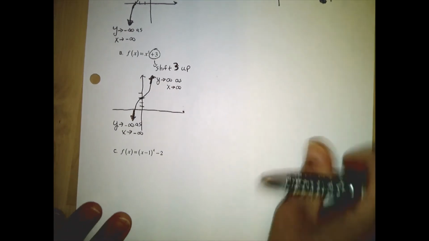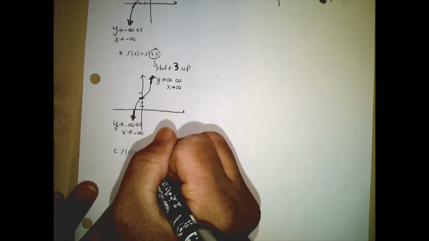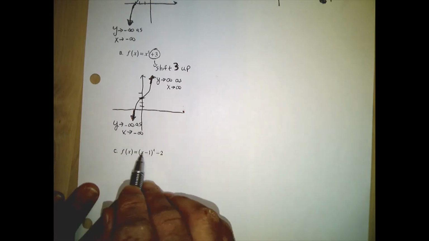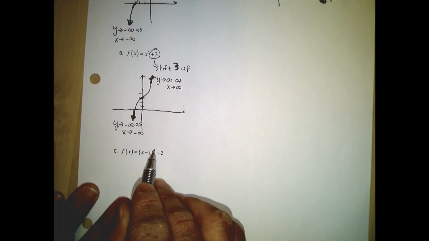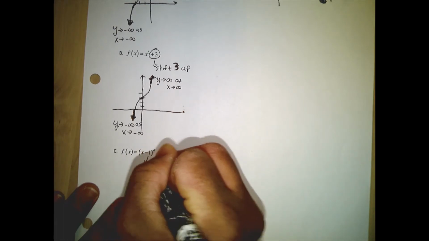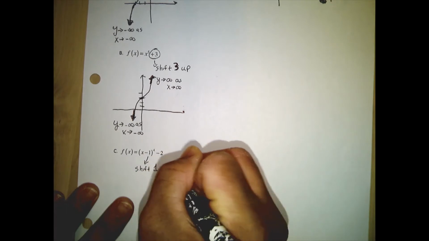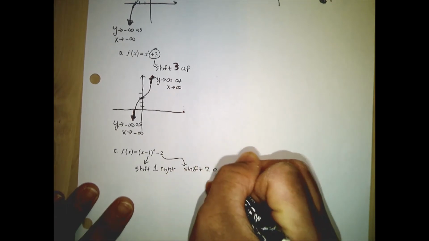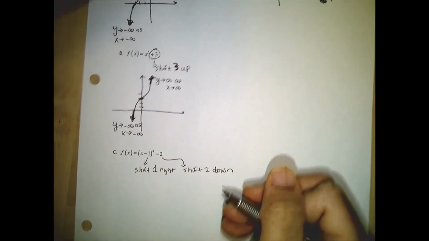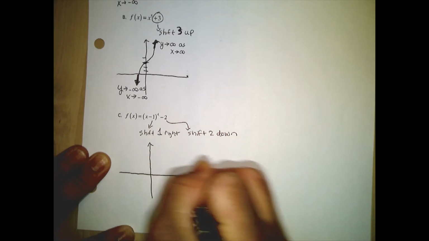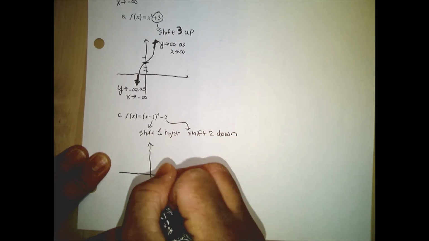let's do another one here. This has a function of f of x equals (x minus 1) to the 4th power minus 2. So it has a shift 1 unit to the right and a shift 2 units down. All right, so here we go. 1 unit to the right, 2 units down.